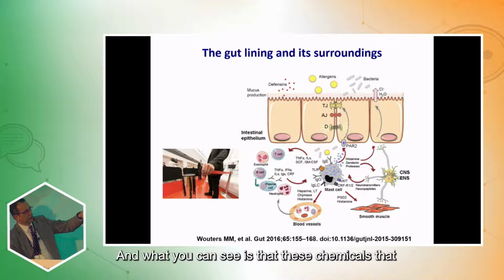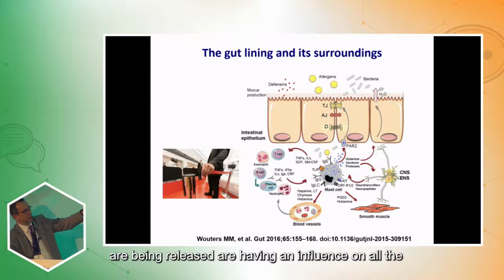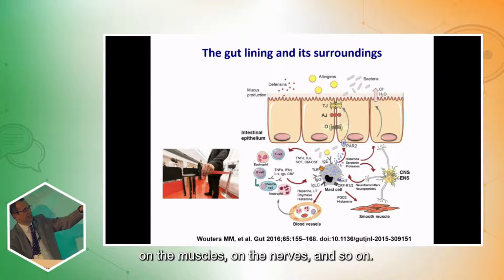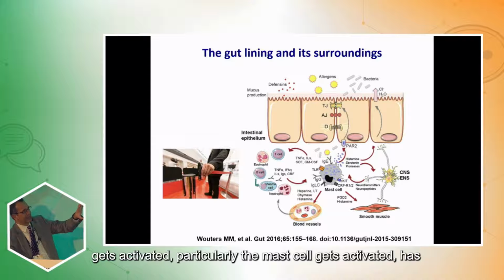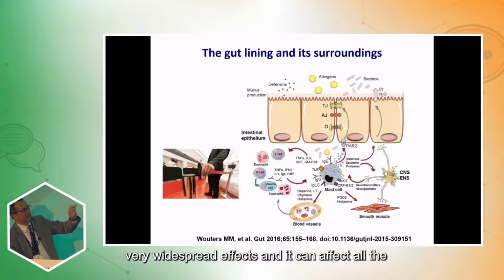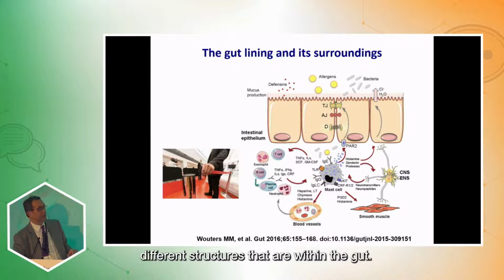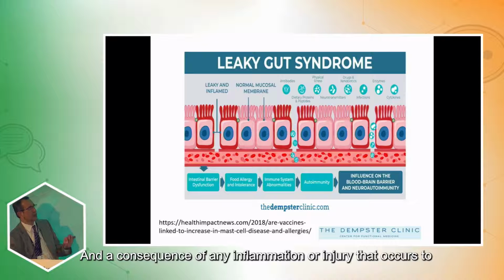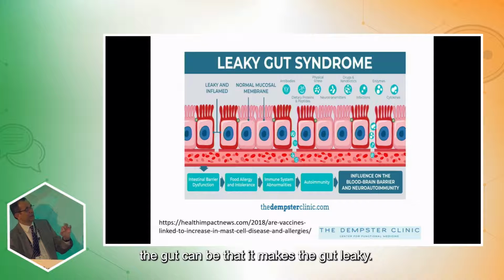And what you can see is that these chemicals being released are having an influence on all the different structures that are present within the gut. They are having an effect on the blood vessels, on the muscles, on the nerves, and so on. So as you can see, if this immune system gets activated, particularly the mast cell, it has very widespread effects, and it can affect all the different structures within the gut.